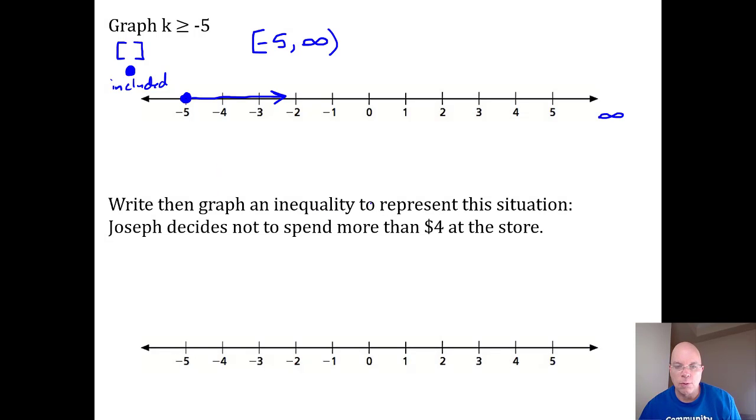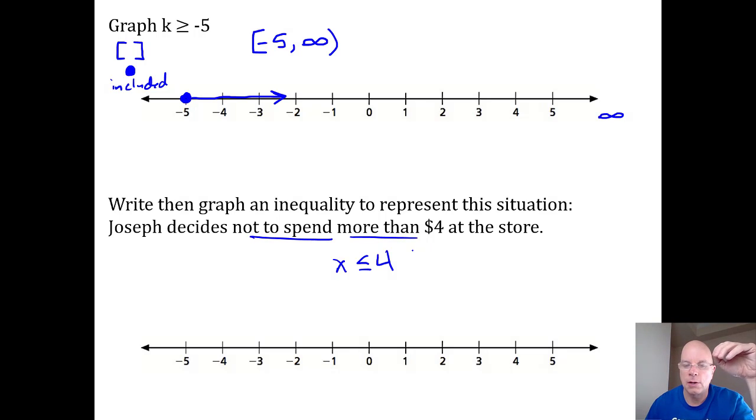Write, then graph an inequality to represent this situation. Joseph decides not to spend more than $4 at the store. Well, if he decides not to spend more than $4, it would be okay if he spent $4. Or he could spend $3, $2, $1, $0. It seems like x could be less than or equal to 4. It would be okay for him to spend 4 because spending 4 is not spending more than 4, or any value less than 4.